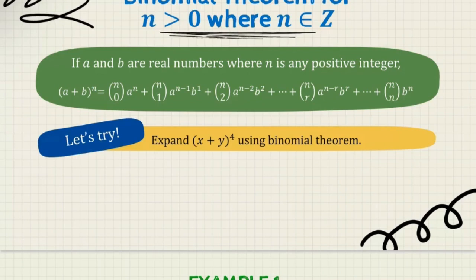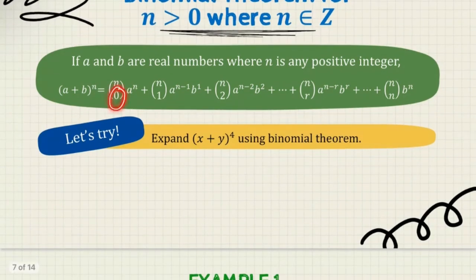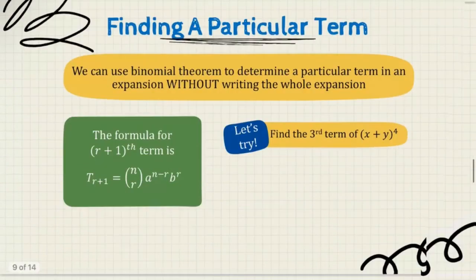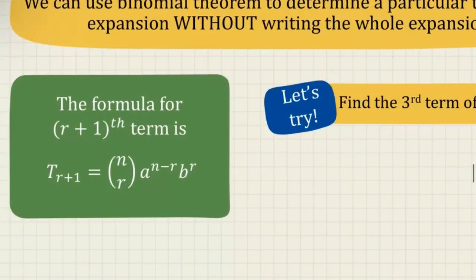Okay, so r+1 tu maksudnya kalau r dia kosong, so kita akan dapat term yang pertama lah. Sebab T1 will be r equals to 0. Bila r sama dengan 1 kita akan dapat second term. Bila r sama dengan 2 kita akan dapat third term. So 1, 2, 3. So untuk dapatkan formula of r+1 terms, this will be the formula lah. T of r+1 equals to nCr, a to the power of n minus r, b to the power of r.